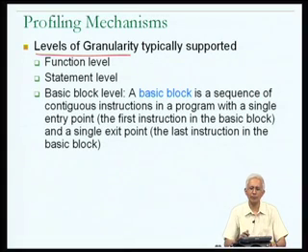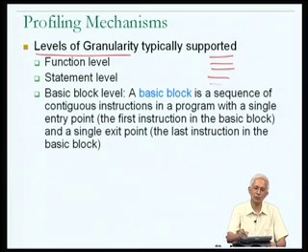And roughly a basic block is a sequence of contiguous instructions in a program with the property that that sequence of contiguous instructions has a single entry point, which is the first instruction in the basic block, and a single exit point, which is the last instruction in the basic block. So in some sense, a basic block is some series of instructions in a program such that you enter the basic block only from the first instruction and you leave the basic block only from the last instruction.